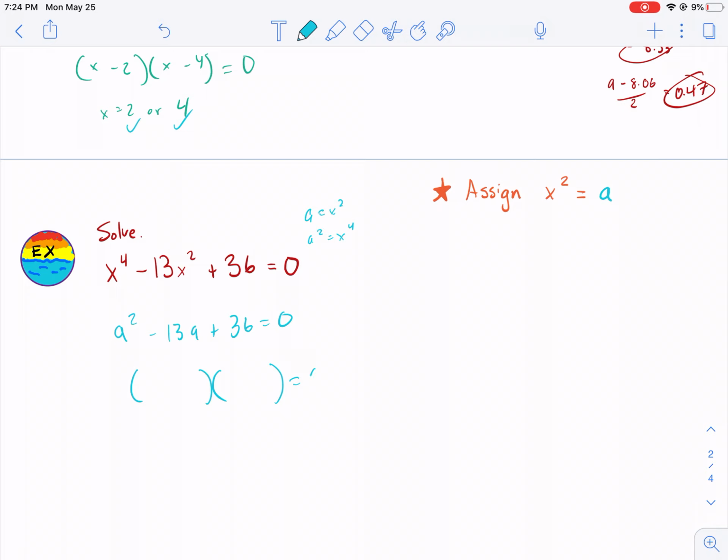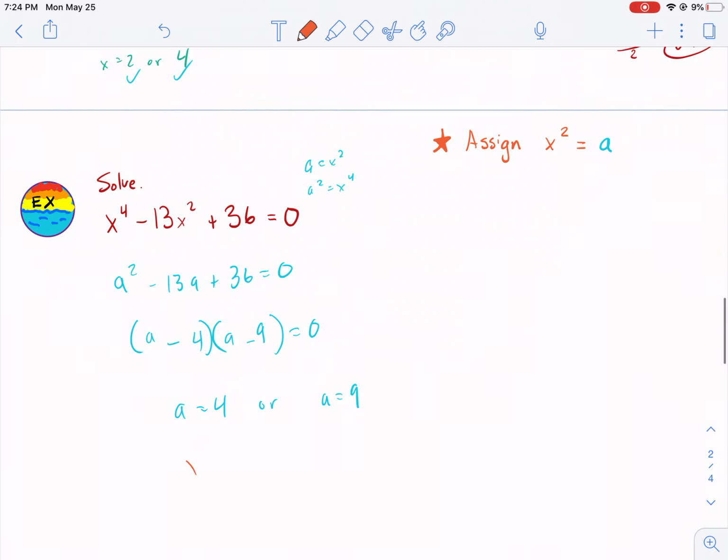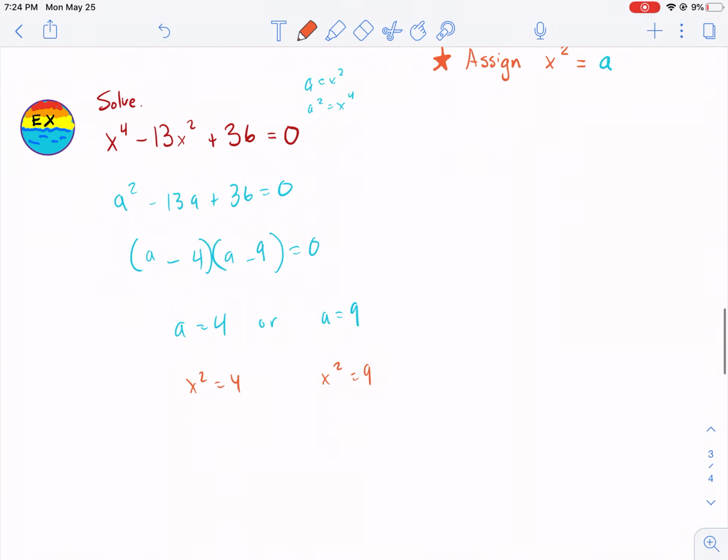We factor in parentheses. What is that, 9 and 4? 9, 4, both minus. Okay, we get a equals 4 or a equals 9. Now, here's the deal. We have to substitute it back in. So we're going to put in x squared equals 4 and x squared equals 9. And now we need to solve for x. So we take the square root of both sides. We get x equals plus or minus 2, and x equals plus or minus 3.